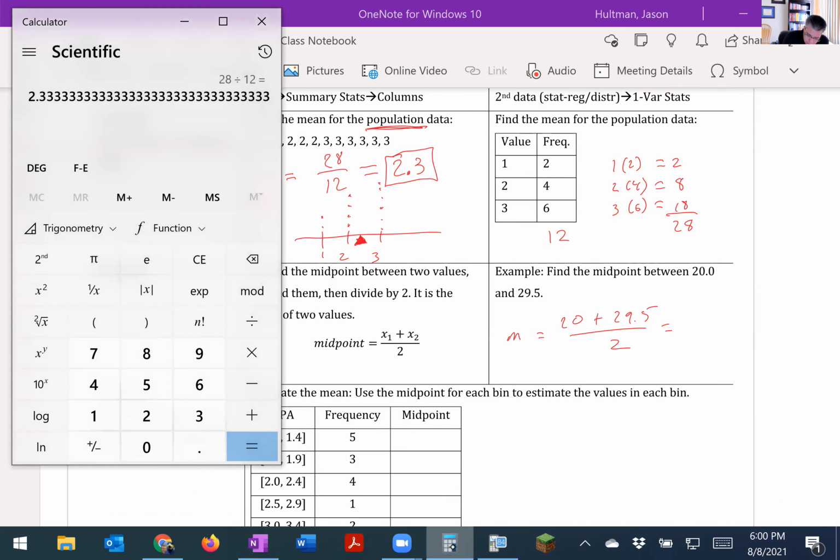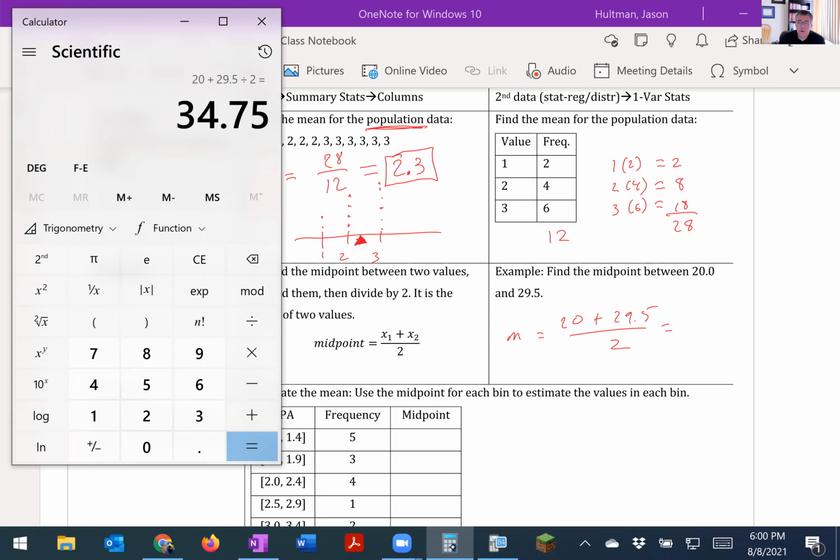Okay, go to my calculator. 20 plus 29.5. Now here's a big mistake that students do on the calculator. When they plug this into the calculator, all they do is 20 plus 29.5, and then they hit the divided by 2, and it comes out wrong. This number here, 34.75, that's a wrong answer.